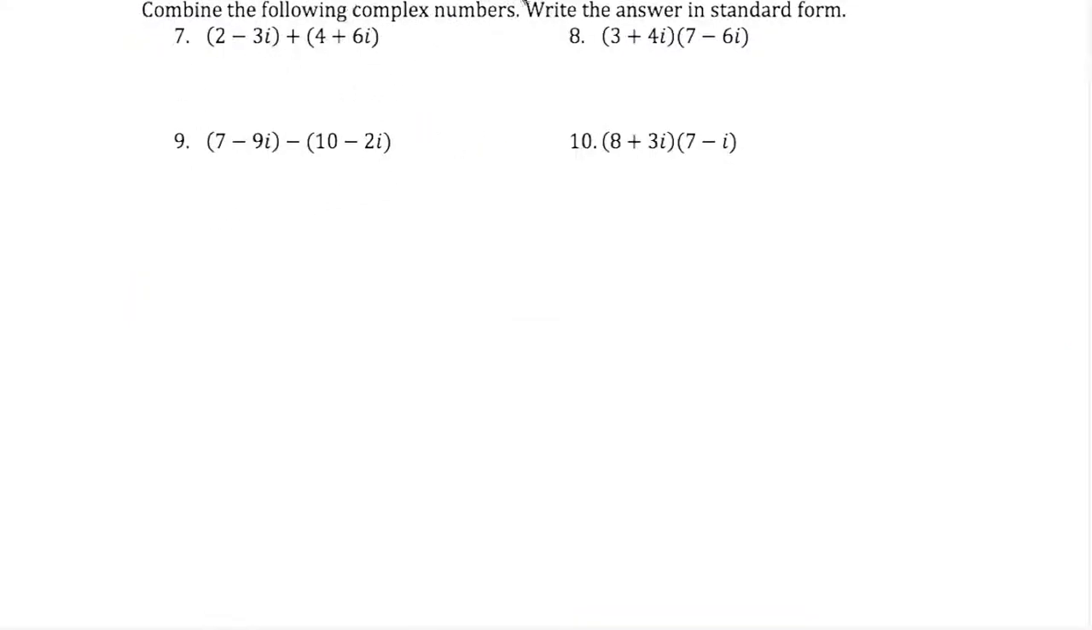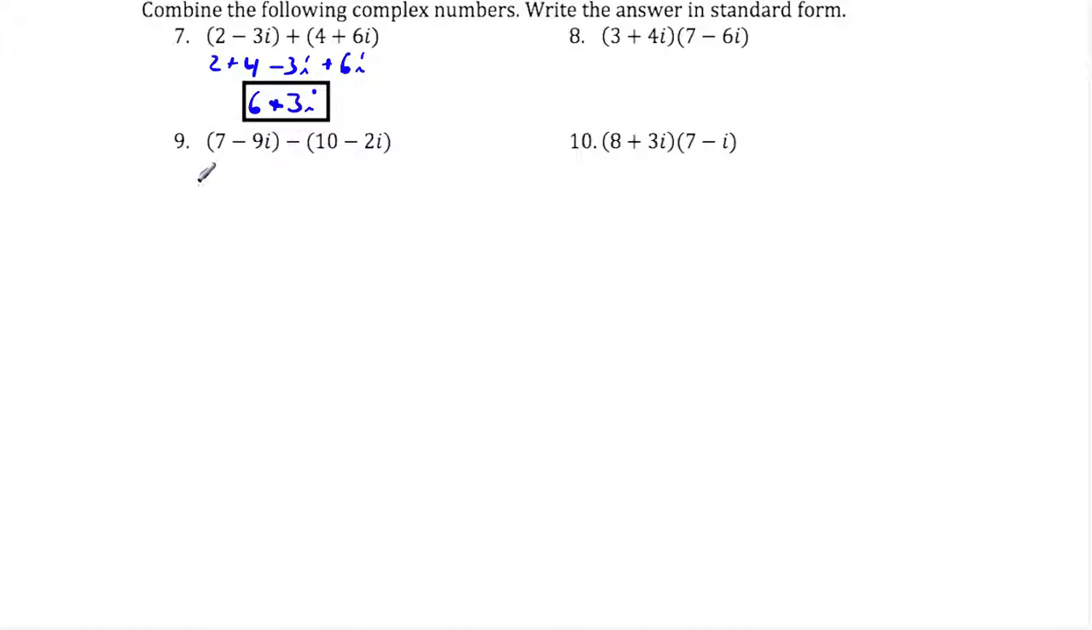Complex numbers. So as we are doing these, we're just going to combine the like terms. So this I can write as 2 plus 4, or blob, whatever you prefer. 2 plus 4 minus 3i plus 6i. So this gives us 6 plus 3i. And that's it, just combining the like terms, and we're done.